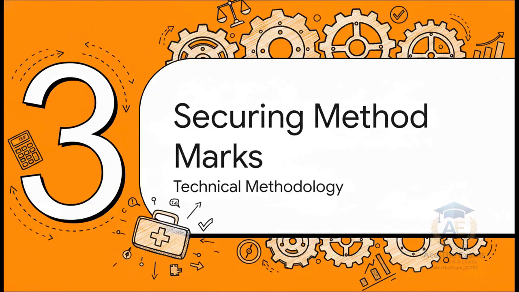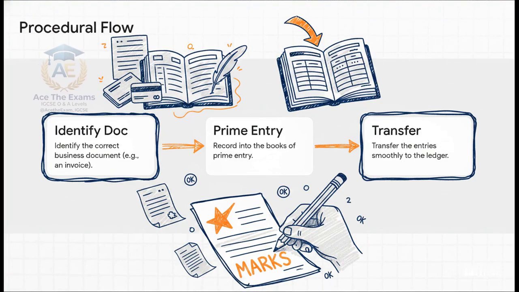On to Section 3, Securing the Method Marks. Consider this your advanced technical methodology survival guide. So, the technical execution of the trial balance requires a strict, methodical flow. Step 1 is identifying the correct business document, like an invoice or a bank statement. Step 2 is recording this in the books of prime entry. Step 3 is transferring it accurately to the ledger. This rigid procedural logic is absolutely critical.